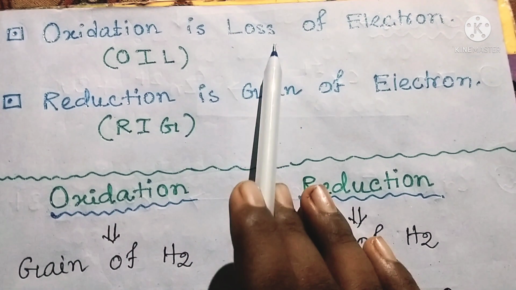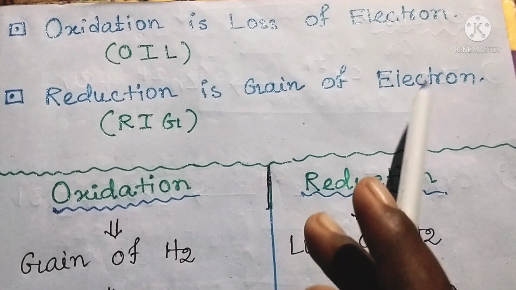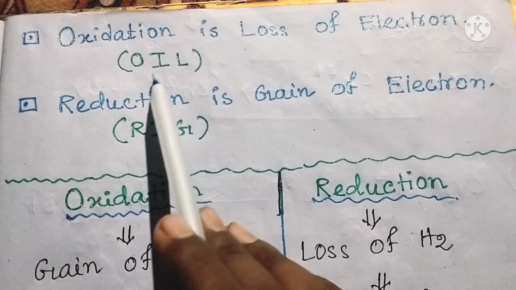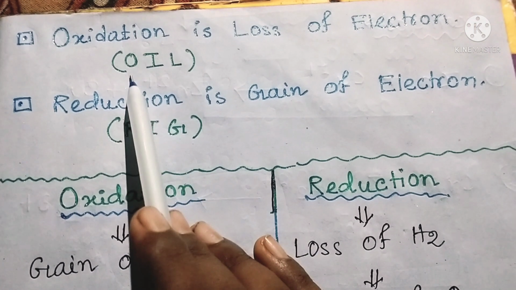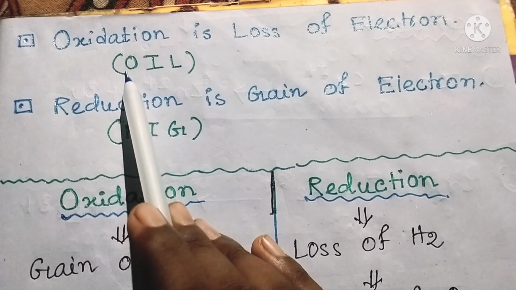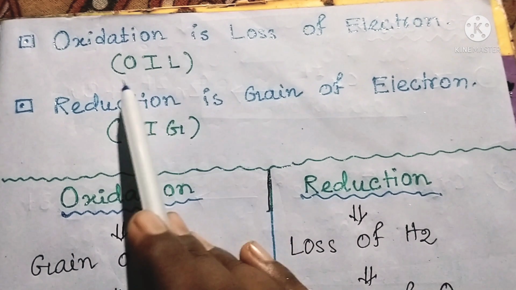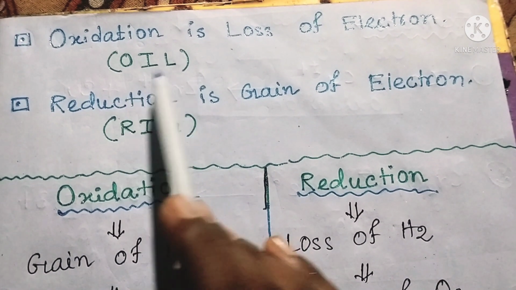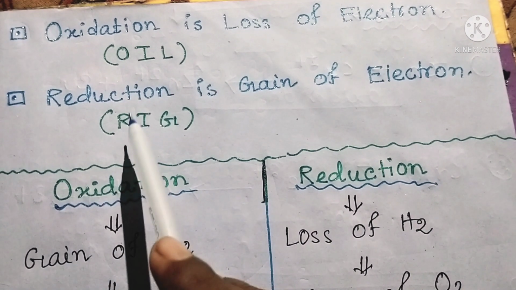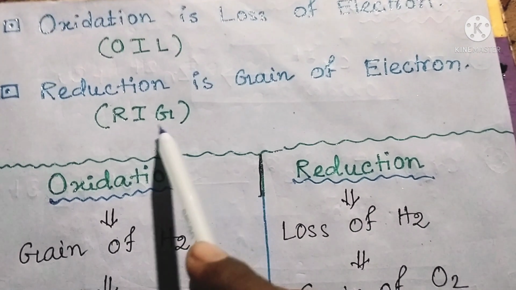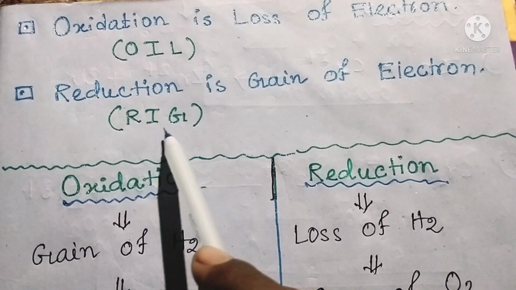Oxidation is loss of electron and reduction is gain of electron. So students, here is a trick to remember this. OIL means oxidation is loss of electron: O for oxidation, I for is, L for loss of electron. And the other trick is RIG. RIG means reduction is gain of electron.